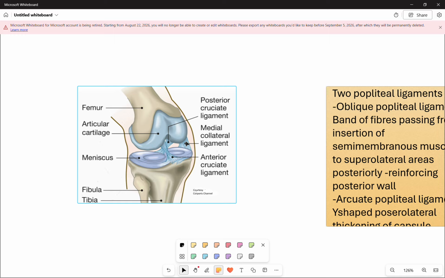Here you can see a part of the medial collateral ligament arising from the medial epicondyle and going towards the upper part of the tibia. And here would be the fibular or lateral collateral ligament arising from the lateral epicondyle and going towards the head of the fibula. So you got collateral ligaments on either side, and you got anterior and posterior cruciate ligament.